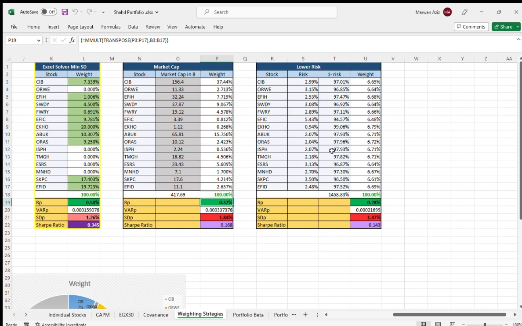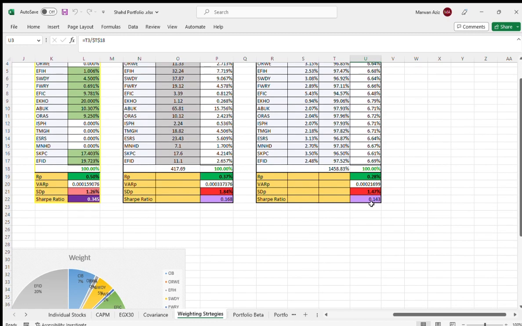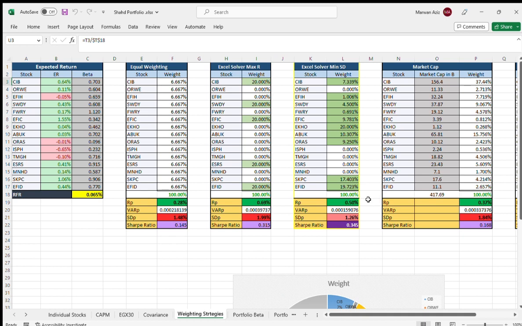Also, I wanted to get the lower risk, so I got here all the risk for the 15 stocks, and here 1 minus the risk, and here the weight, I just divided 1 minus the risk for each stock by the summation for them, but it gave me very low return, even lower than the market. So finally, I decided on this method.